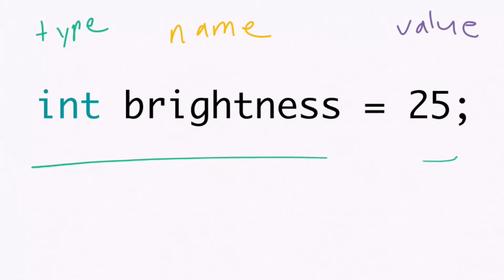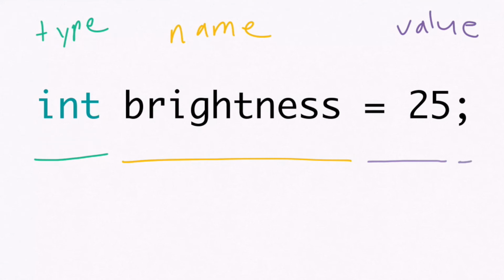So this line of code says create a variable, the type is int or integer, so we expect it to be a positive or a negative number. The name is brightness, and when it starts off, it's going to be equal to 25. Then Arduino sees this semicolon and says, okay, we're at the end of a statement. I should look for more code below.